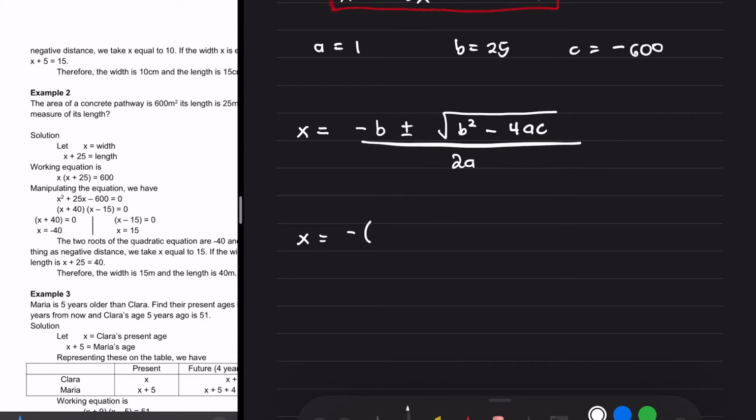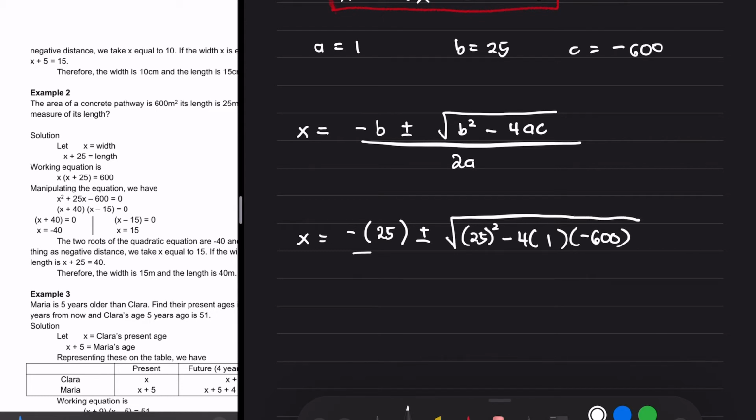So, we have negative, and B is 25, plus minus, B is 25 squared, minus 4, ang A natin is 1, and ang C natin is negative 600. All over, huwag kakalimutan to, kasi most of my students nakakalimutan nila yung denominator, na 2a. 2 times a, what is a? That's 1.